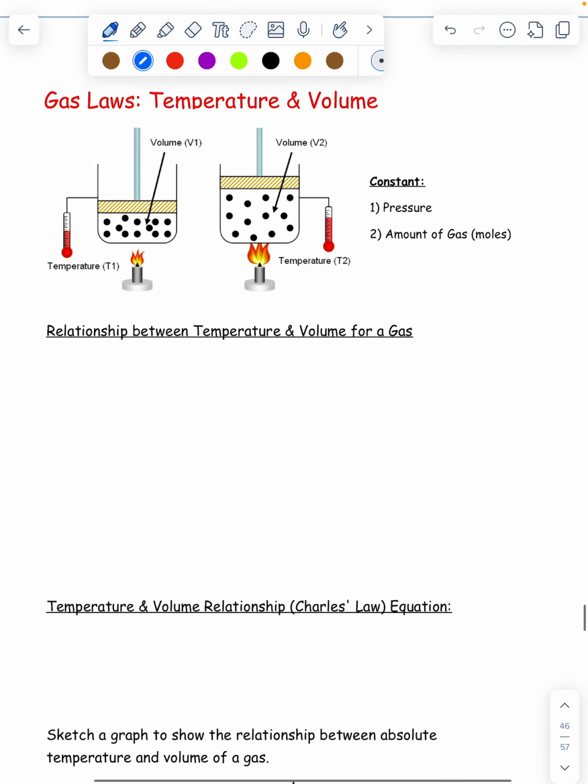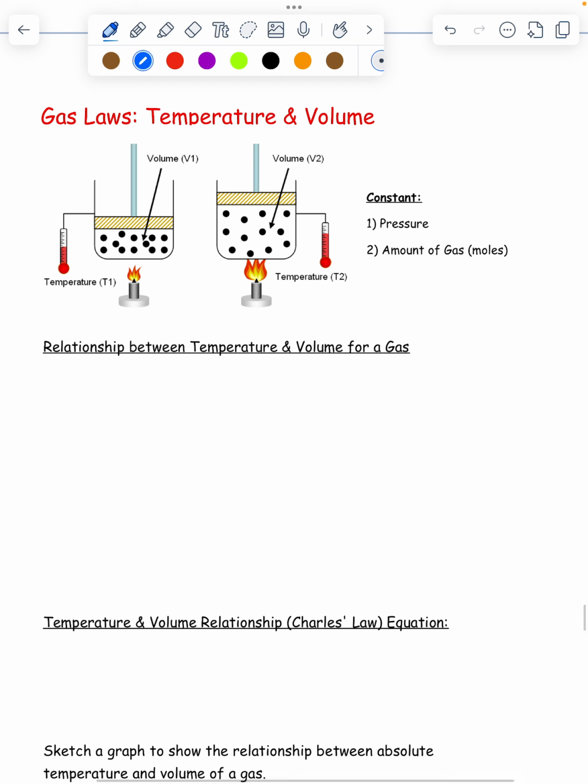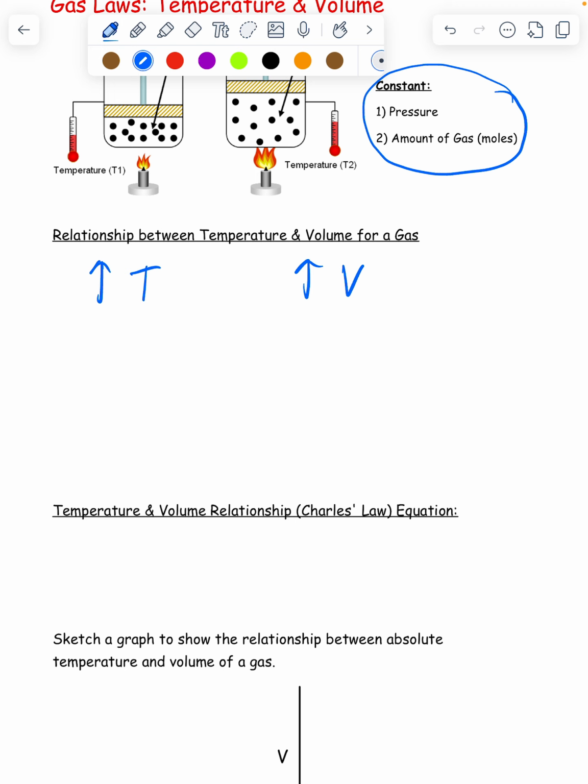I'm going to go on to another gas law so that this video doesn't go on forever. If I warm up a gas, then the particles have more kinetic energy, they move around faster, and if the container is flexible, like a balloon, then the volume of that gas will expand. So as the temperature of a gas goes up, so does its volume, assuming that the pressure is constant and the amount of gas is constant. So warm things expand and cool things contract. So this is a directly proportional relationship.